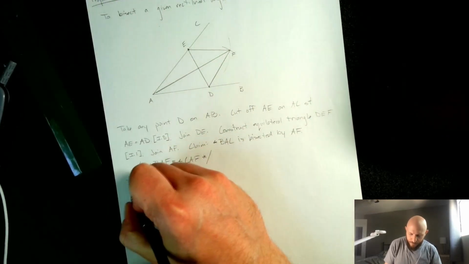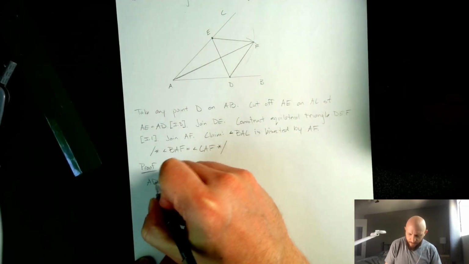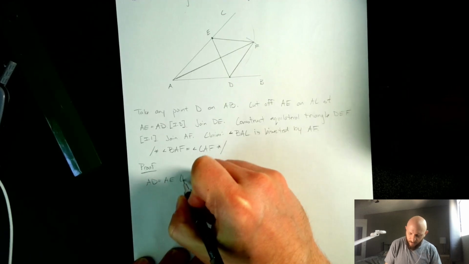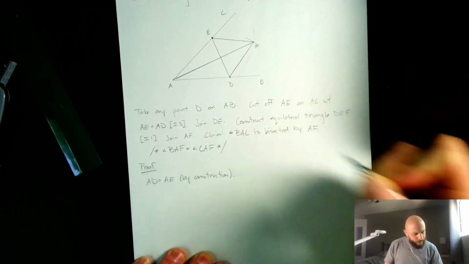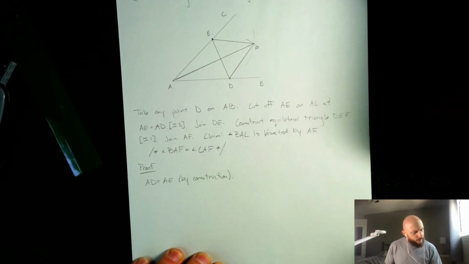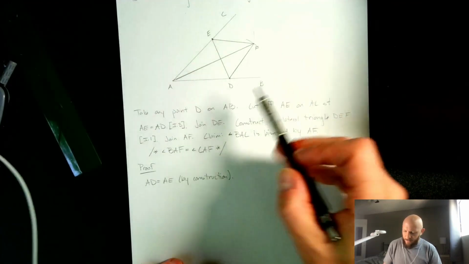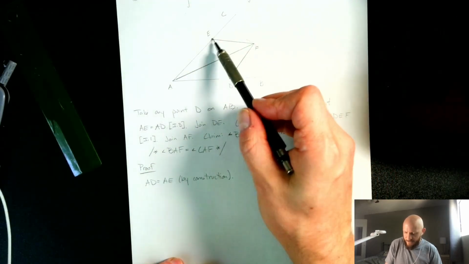Well, what do we have? We know that AD equals AE. This is just by construction. And they share the side AF. What comes after that? The two sides DA and AF are equal to the two sides EA and AF.